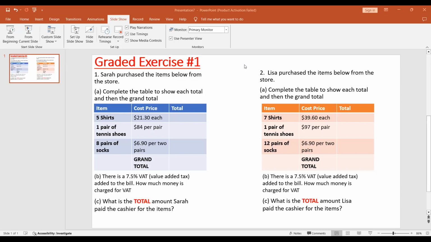Egypt, what number are you on? Number 2A. I can't hear you, Egypt. 2A. Okay, good. Do you understand what we're doing, Egypt? Yes, sir. Okay, and Evanice, what are you working on right now? I'm doing this linear equation.